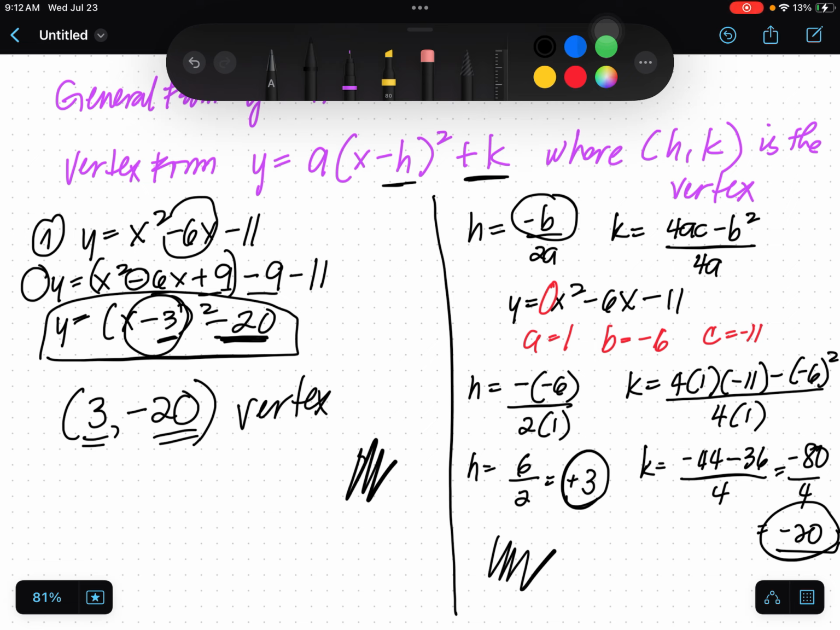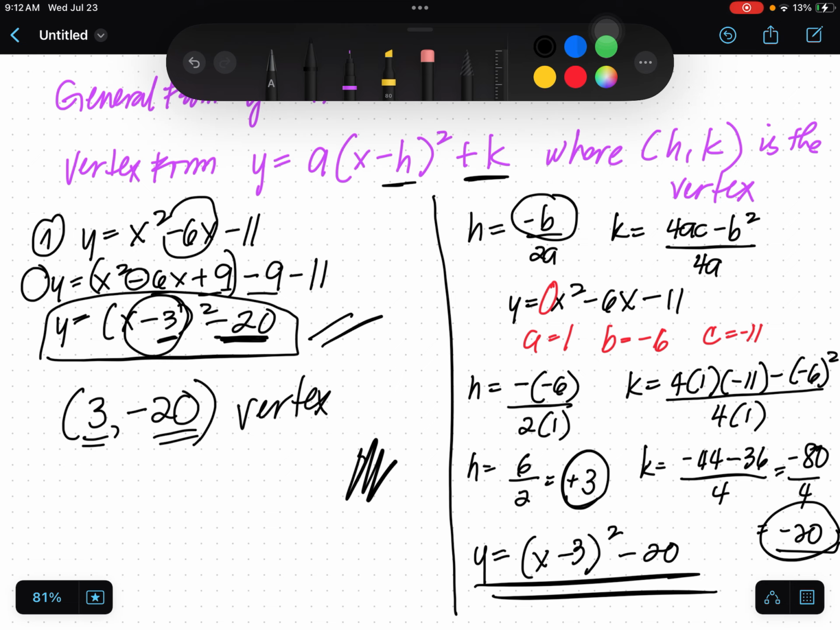So, now that you've gotten the vertex here, edi isusupply na lang natin yung values ng h and k in our equation. So, y is equal to, ang a natin is 1, so we can just forget about that. X minus 3 squared, and then minus 20. So, again, we ended up with the same answer. Okay? So, this is how you transform from general to vertex.